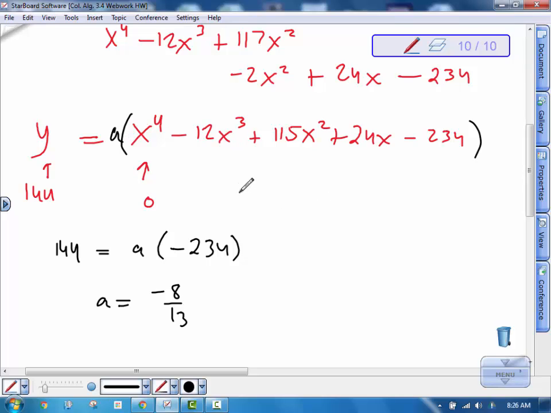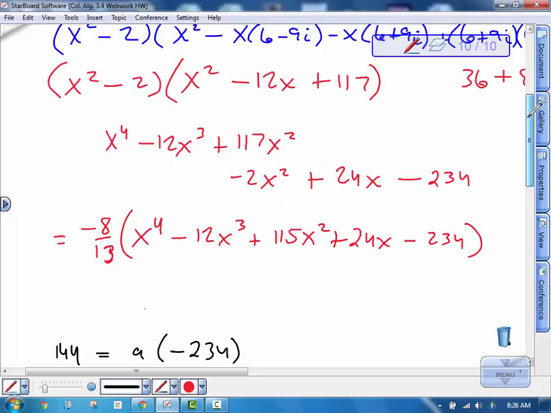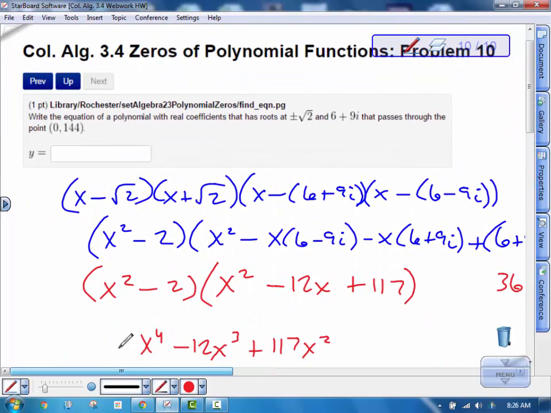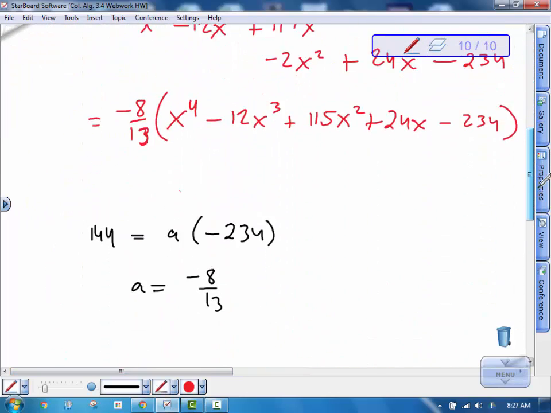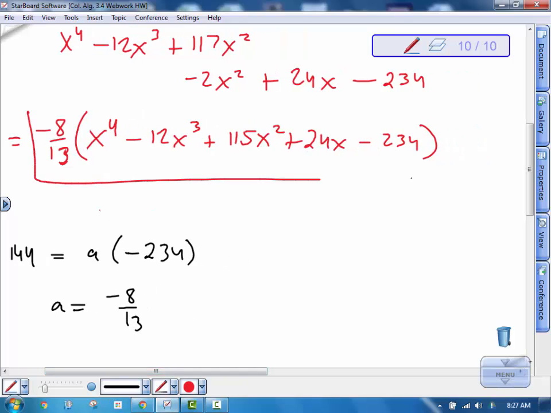And I think you can just enter it in like this. I think you can just take this polynomial that we had in red and put the a in front, so it'd be negative 8 over 13, and then put this in parentheses or brackets. So I'll use parentheses. And I think that should do it right there. And they already have the y there. So basically all we have to enter in then is this right here.